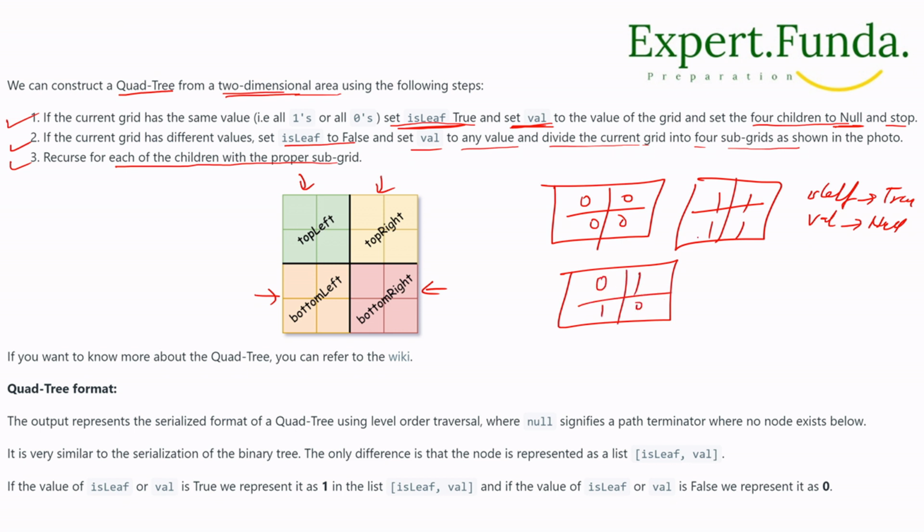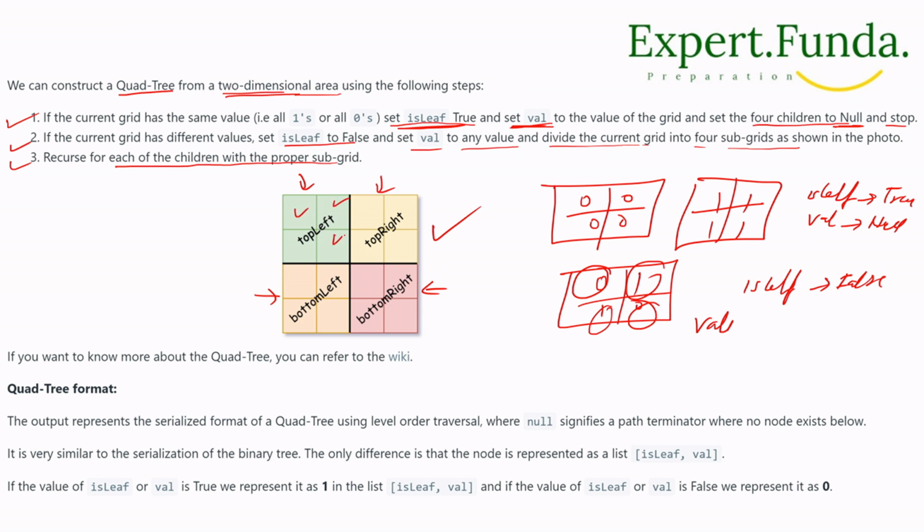Okay, if the current grid has some values like 0 1 1 0, there is a mixed value, right? Then we'll say is leaf is now false, and we will set value equal to any value, and we will divide the current grid into 4 subtrees. So 1 subtree, 2 subtree, 3 subtree, 4 subtree, like this, and we divide it into subgrids like this. And then we will do the recursion for these 4 children.